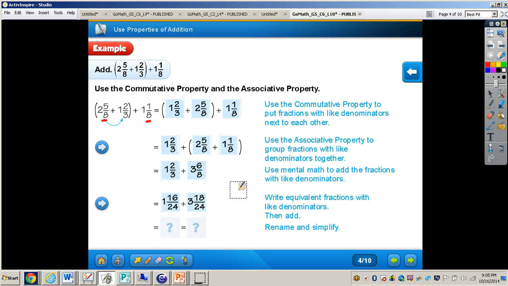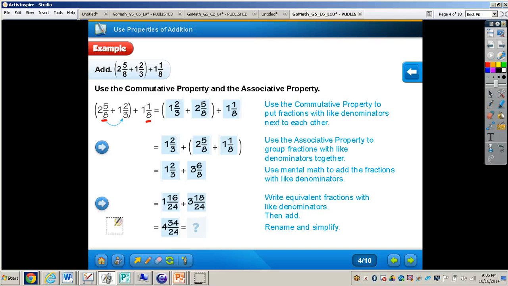It is very important to know that whenever you find a common denominator, you do not do anything to that whole number. Okay, now what we need to do is add 1 16/24 plus 3 18/24. That's going to give us 4 34/24, which is an improper fraction. That 34/24 has to be simplified.